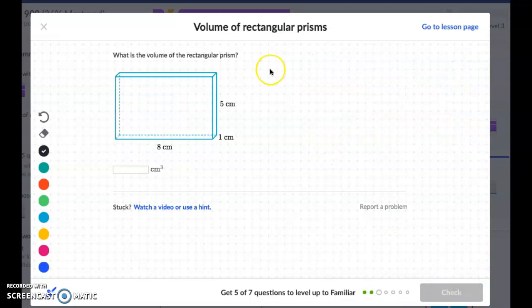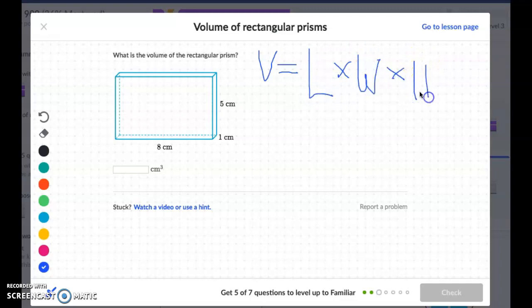What is the volume of the rectangular prism? Okay. Anytime I see that word volume, I'm going to be writing out my equation. Volume equals length times width times the height. The length here is 8. The width this time is 1, and the height is 5. So 8 times 1 is 8, and then times 5 would give me an answer of 40.